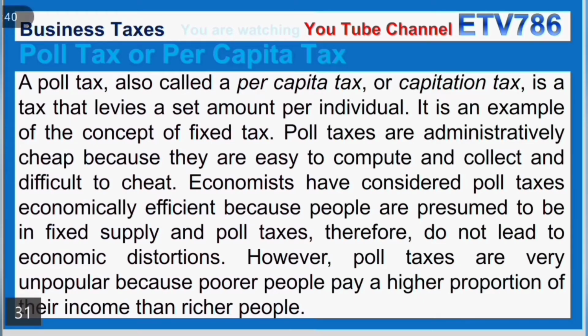Economists have considered poll taxes economically efficient because people are presumed to be in fixed supply and poll taxes, therefore, do not lead to economic distortion. However, poll taxes are very unpopular because poorer people pay a higher proportion of their income than richer people.